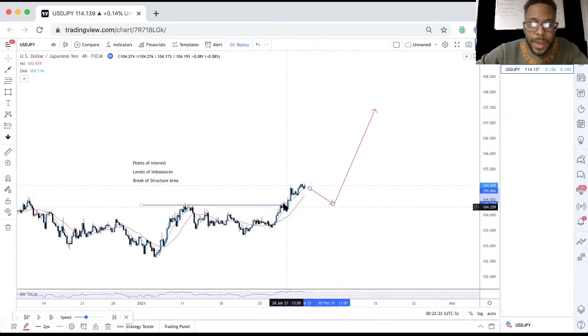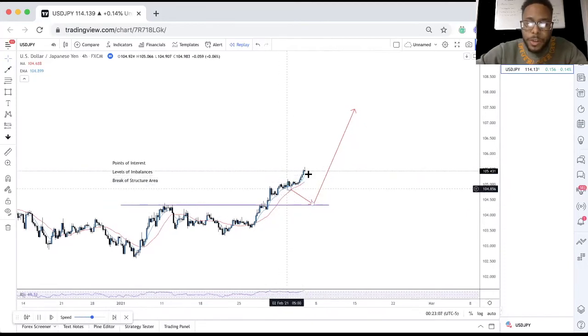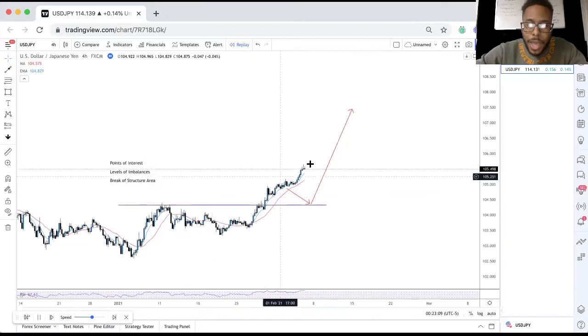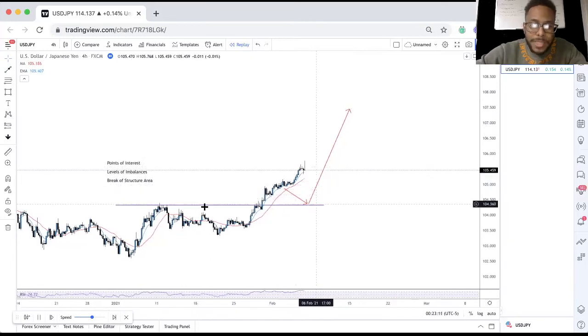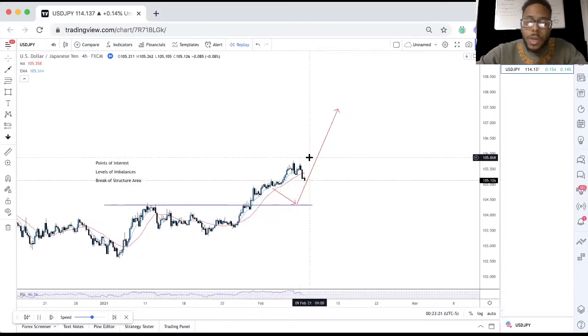So let's just go ahead and map this out here. And we're gonna let price play so we can see how it reacted from this level. So as we can see here, now we're starting to see that full break of structure, and all we're doing is waiting for price to come back to these levels here. We want that full expansion to play out. We don't want to act too early.